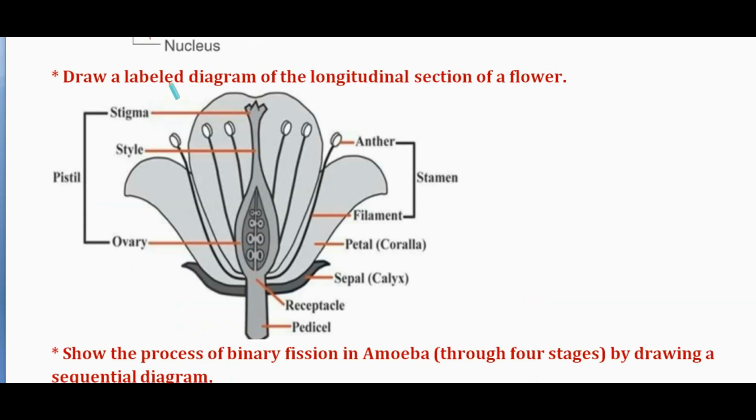Next question: draw a labeled diagram of the longitudinal section of a flower. This is the flower. It has the ovary, next is the style, and this is known as the stigma, and all together they are known as the pistil. Next, this is the anther, and this is the filament, and both are known as the stamen. These are the petals, also known as the corolla, and these are the sepals, the calyx, and the receptacle and pedicel.